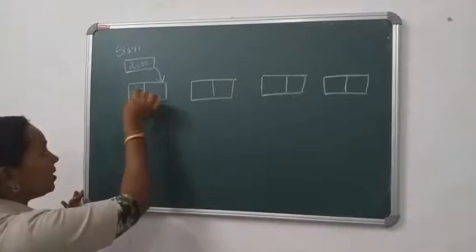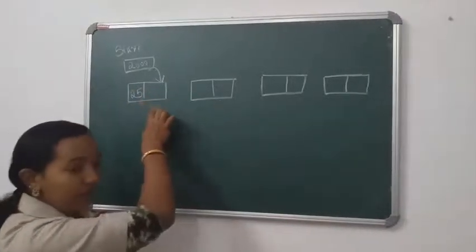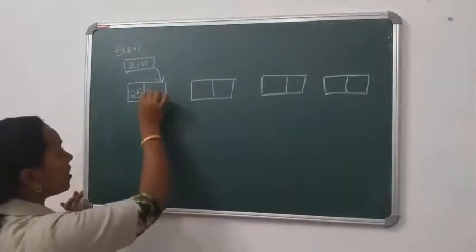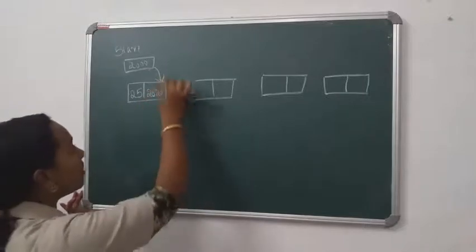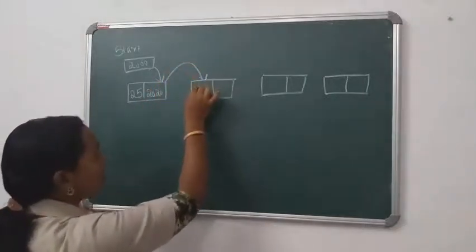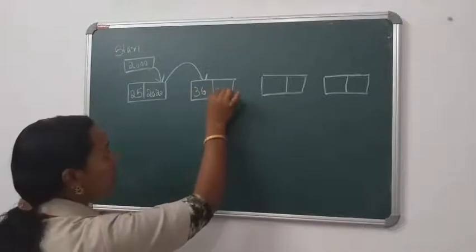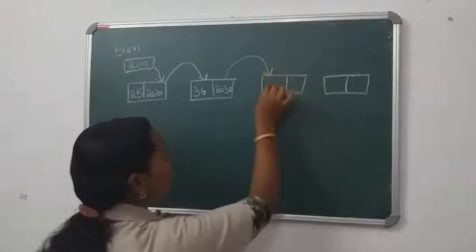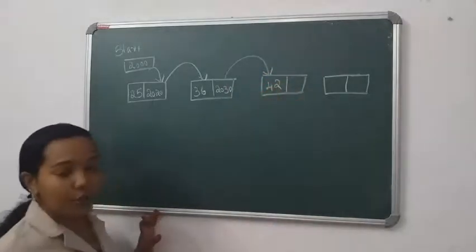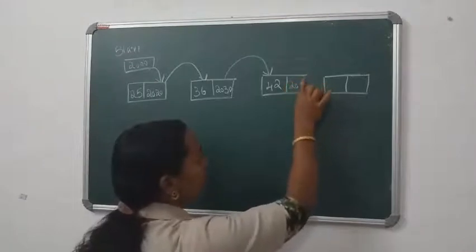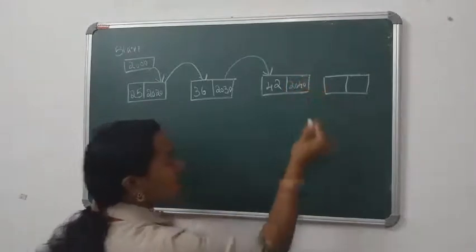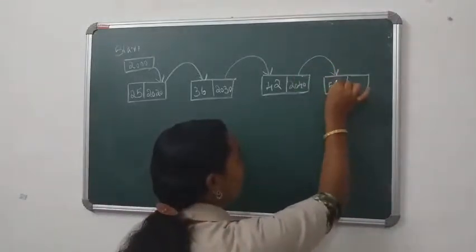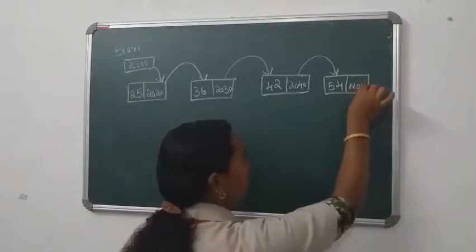The first element is 25, and in the first node's link part I am going to write the memory address of the second node. Let us assume 2020. This will be the memory address of the second node, so this is pointing to the second node. 2030 is the memory address of the third node. It is pointing to the third node. Let us assume the value is 42. Then the memory address is 2040 and it is pointing to the fourth node. Then this is 54. This will point to none.